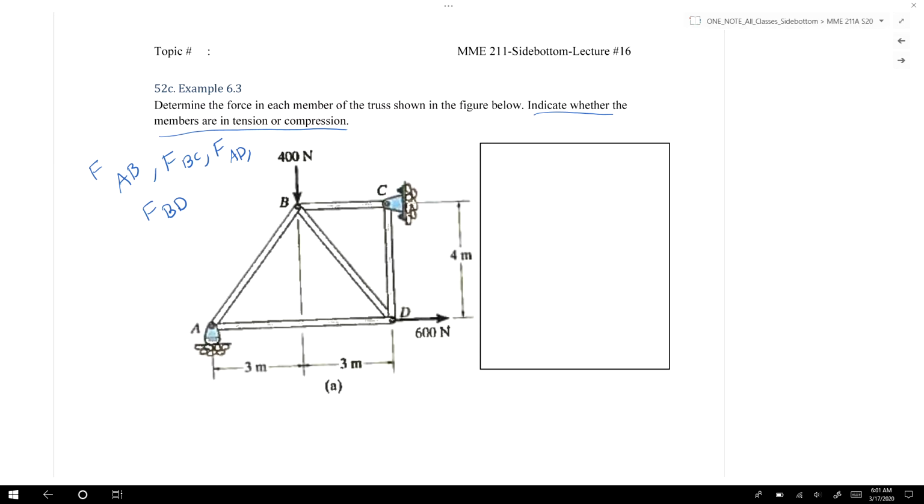When we're using the method of joints, the first thing we want to try to do is identify a joint that has one known force and at most two unknown forces.